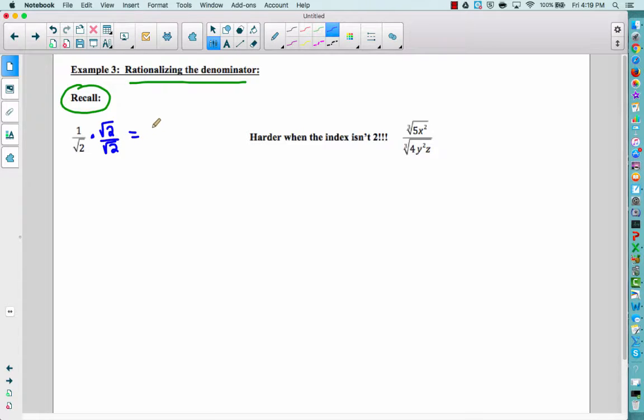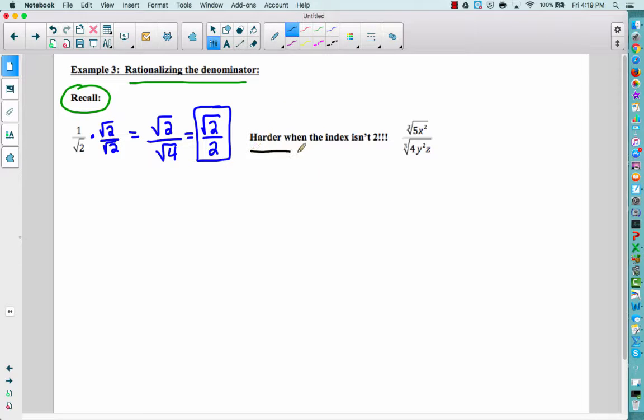So in the top, I get root 2. In the bottom, I get that perfect square of root 4, which is 2. So root 2 over 2. And that's my answer. So I don't have a radical in the denominator, so I'm finished.